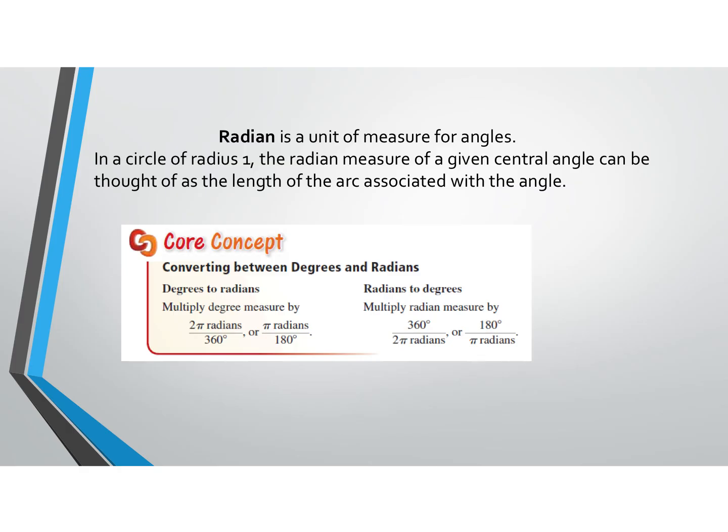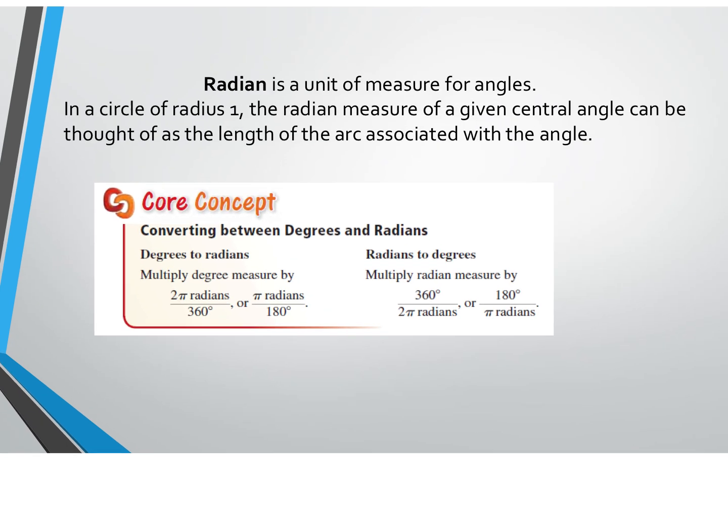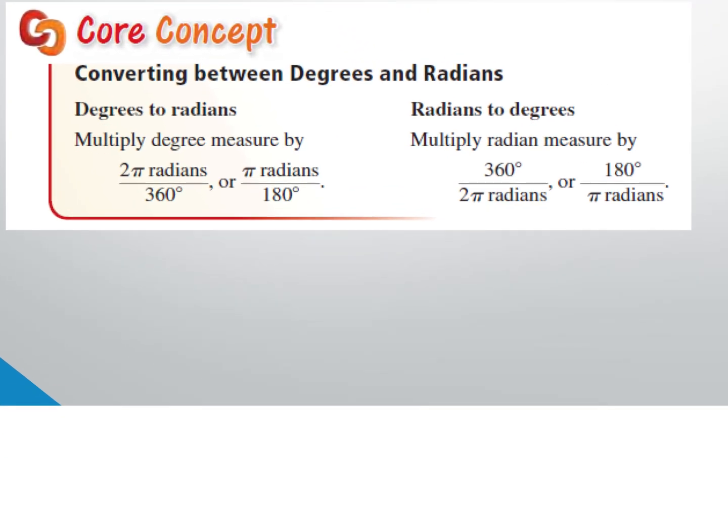All right, this is converting degrees to radians, radians to degrees. Pay attention to the difference. My degrees, if you haven't noticed, have a degree sign. Okay, degrees have a degree sign. So if you're looking at this, these are my degrees. And my radians are right here.